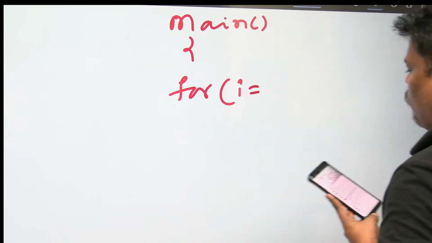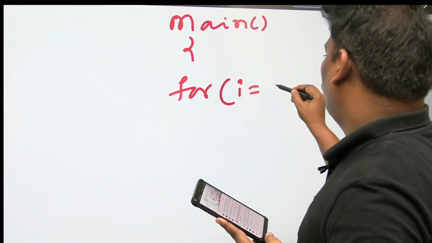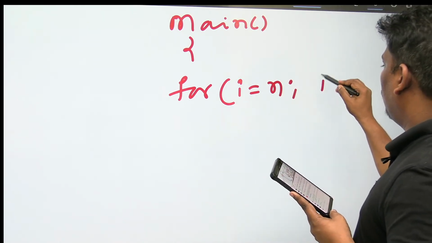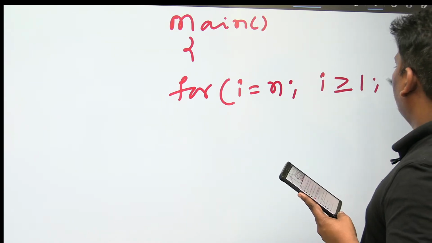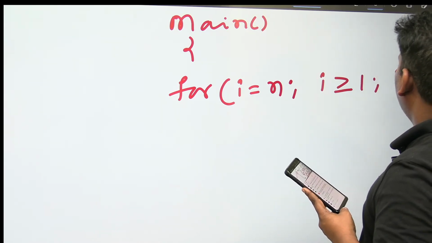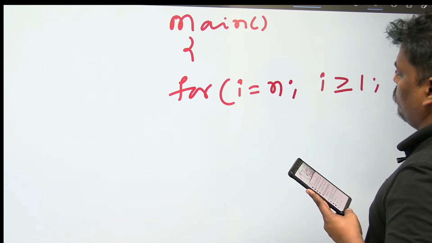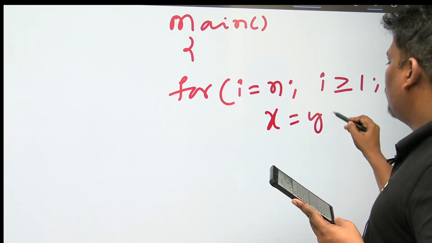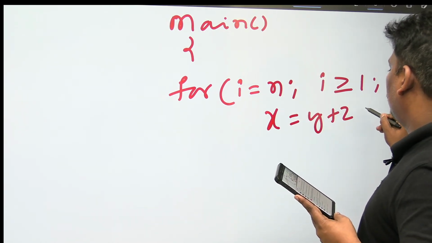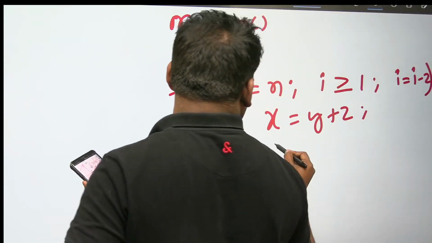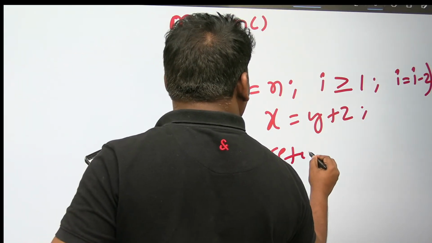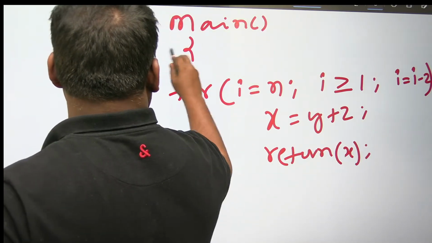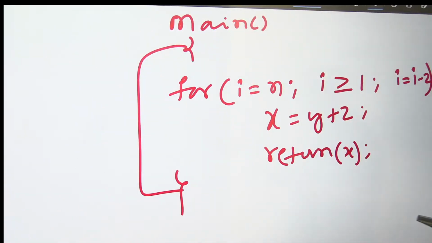for i is equal to n, i greater than or equal to 1, i is equal to i minus 2, x is equal to y plus z, return. Try this.